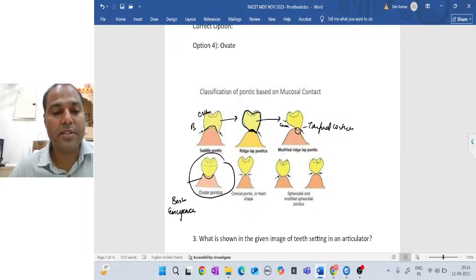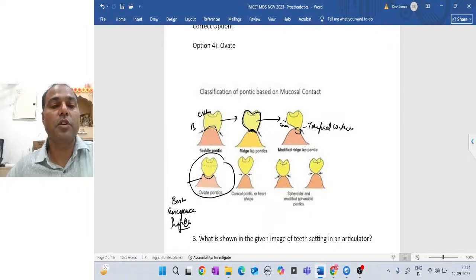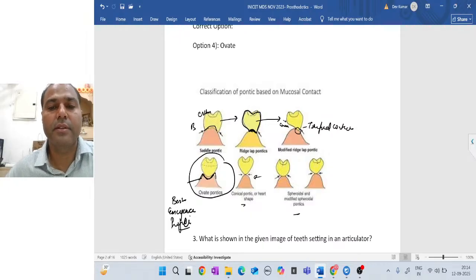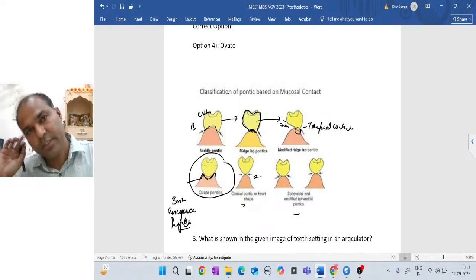It gives the best emergence profile because the soft tissue heals around this conical pontic or heart-shaped pontic in cases of knife edge ridges, or spheroidal in cases of mandibular cases. That's it. Clear?